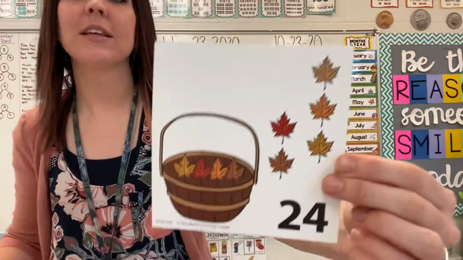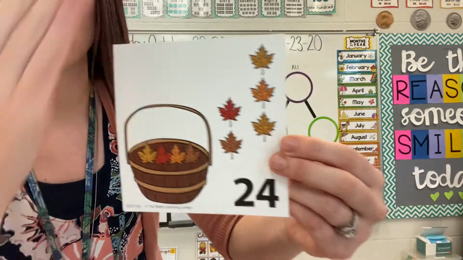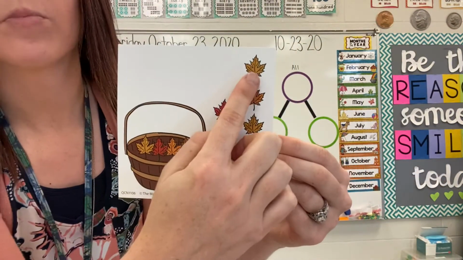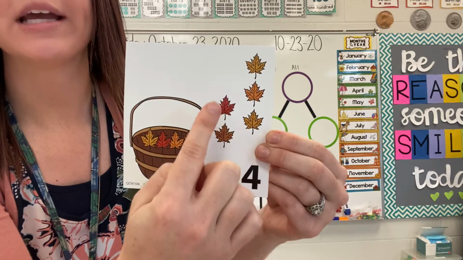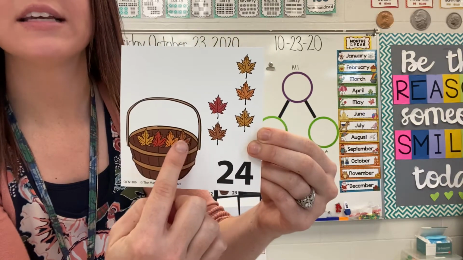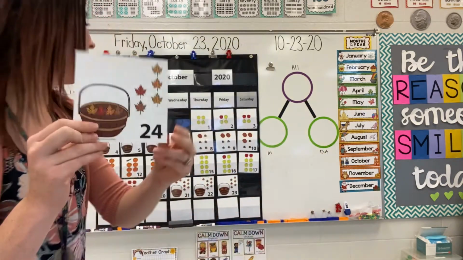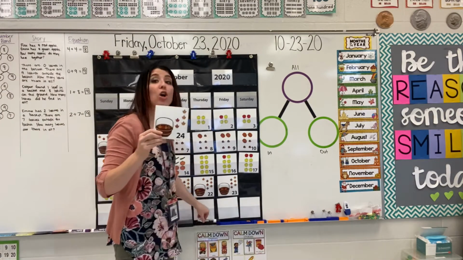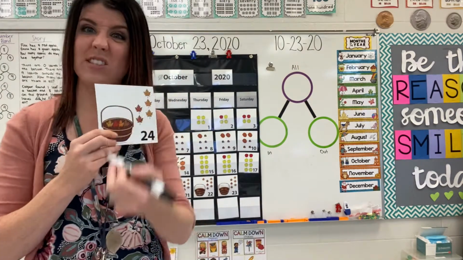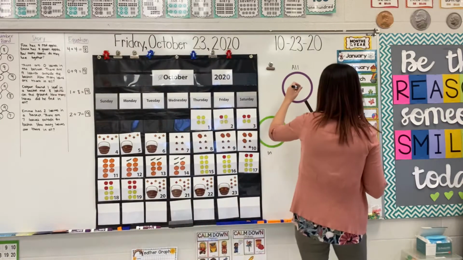More leaves! All right, can we count the leaves and see how many are on the whole card, all of our leaves together? 1, 2, 3, 4, 5, 6, 7, 8, 9. So we have 9 leaves all together. So 9 is our whole. That's all of the leaves. So we're going to put the 9 up here.